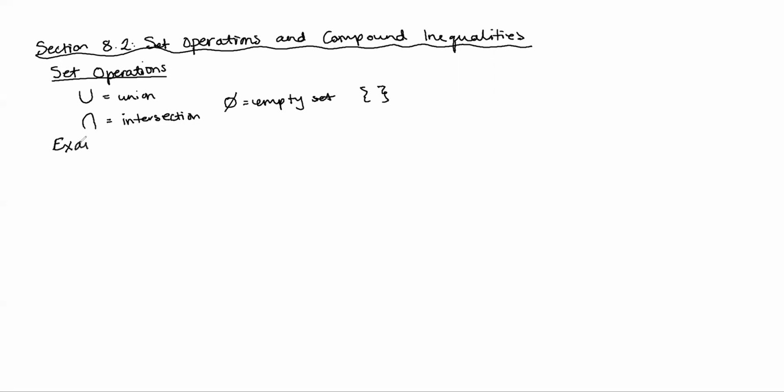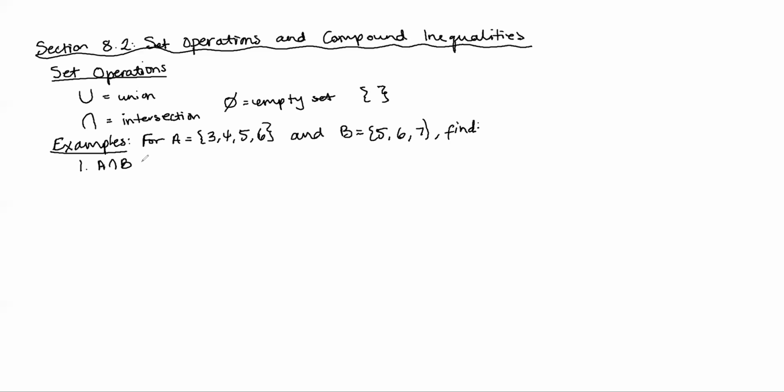Let's go ahead and look at some examples here where we find the union and intersection of some sets. So for A equals 3, 4, 5, and 6, we don't write the "and" in there. We're just going to write the numbers listed out, normally from least to greatest. And B equals 5, 6, 7. Find, number 1, let's go ahead and find A intersect B.